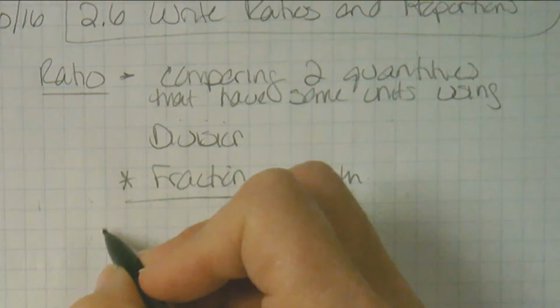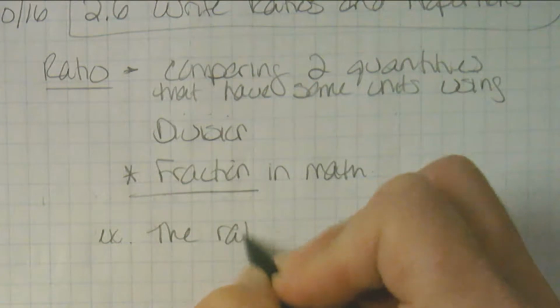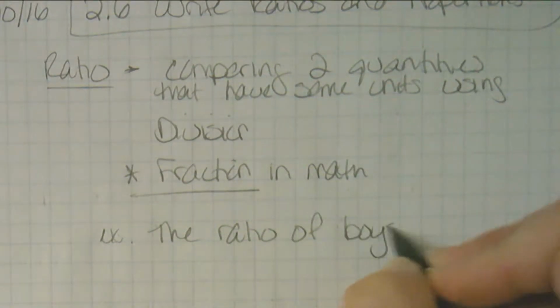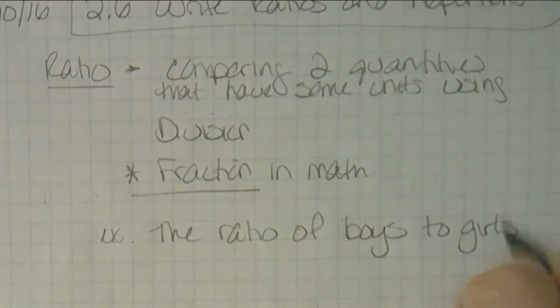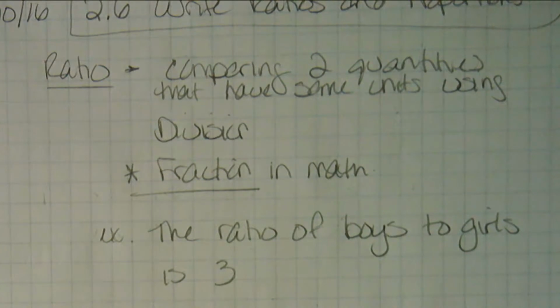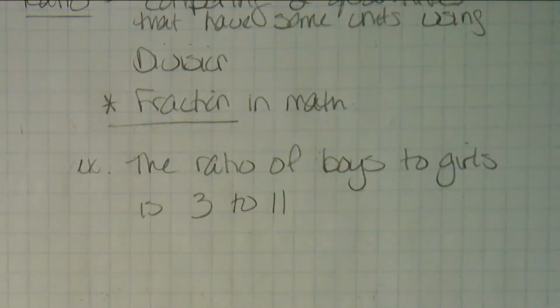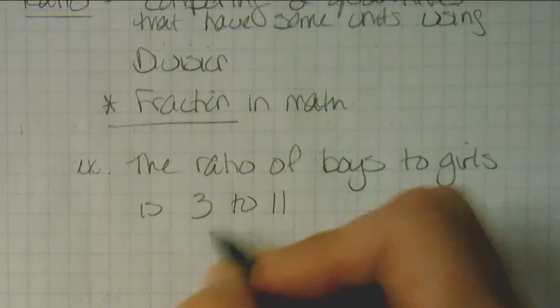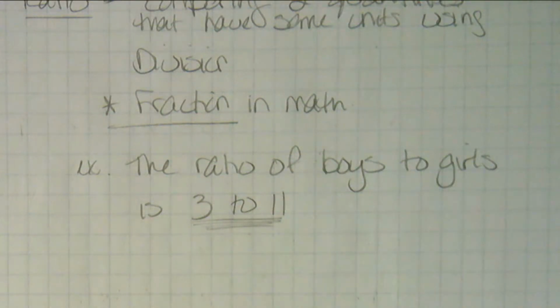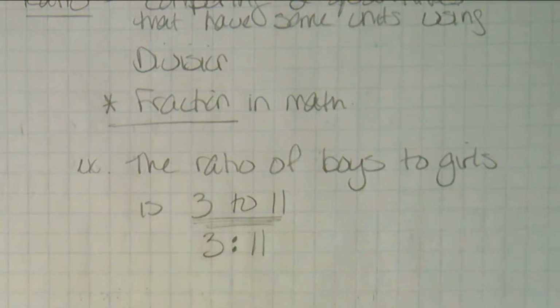If we were to describe it, we could say something like the ratio of boys to girls is 3 to 11. So we're comparing the amount of boys to the amount of girls. One way that we can write the ratio is how you have it seen here. Another way that you can write this is 3:11. This should be a review for you guys.